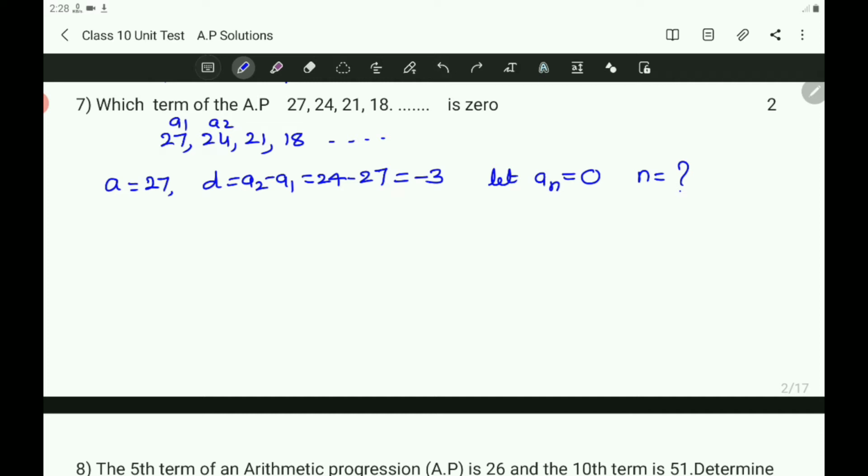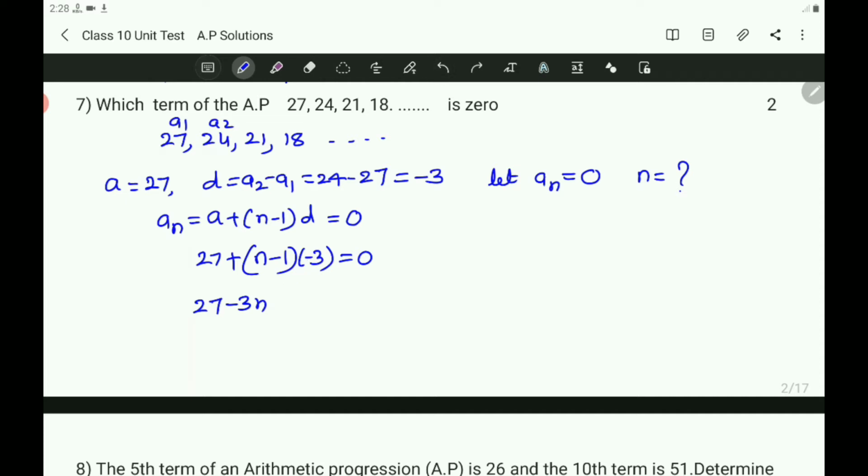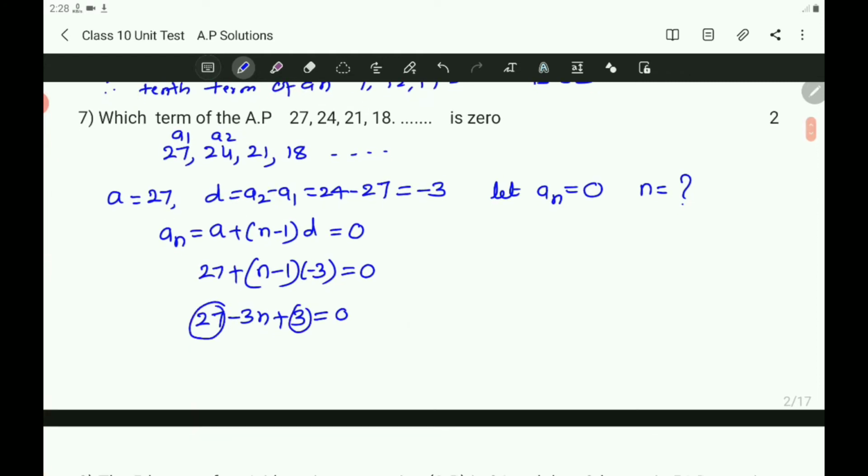Then you write the formula for an. An equals A plus n minus 1 into d. An is 0, so you write 0, and in the place of A you write 27. 27 plus (n minus 1) into d, and d is minus 3, equals 0. Then 27, and n into minus 3 is minus 3n, minus into minus is plus 3, so minus 1 into minus 3 is plus 3, equals 0. Then add 27 and 3: 30 minus 3n equals 0.